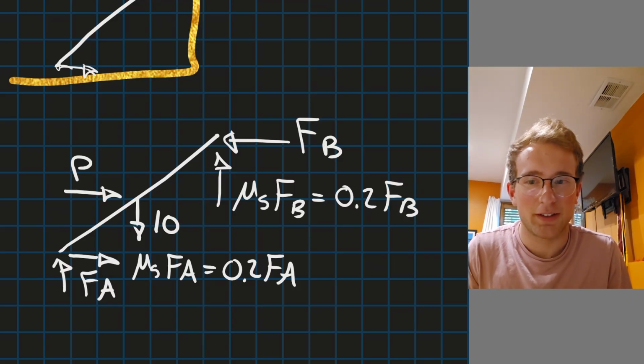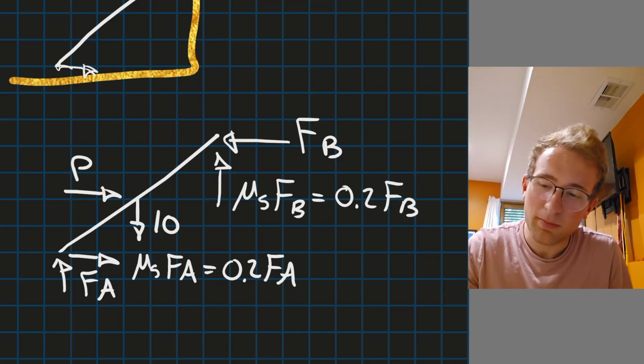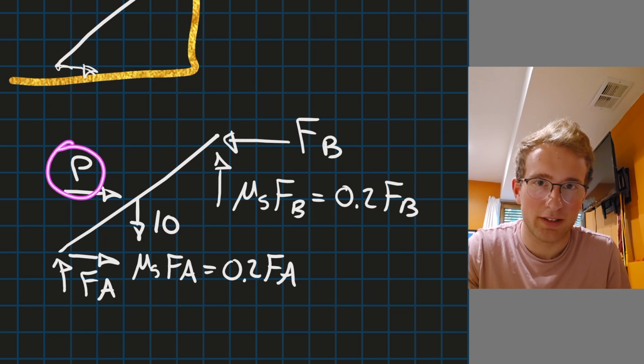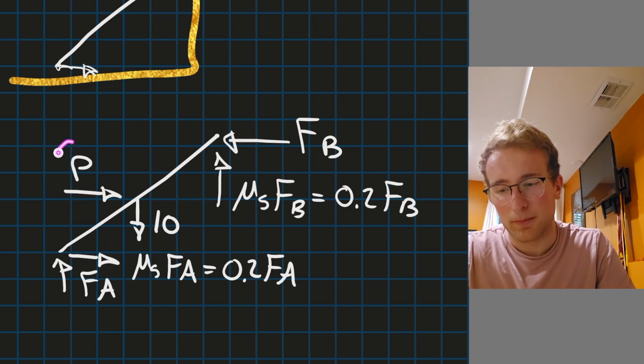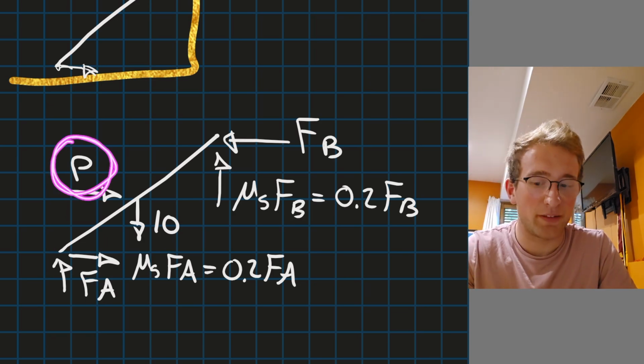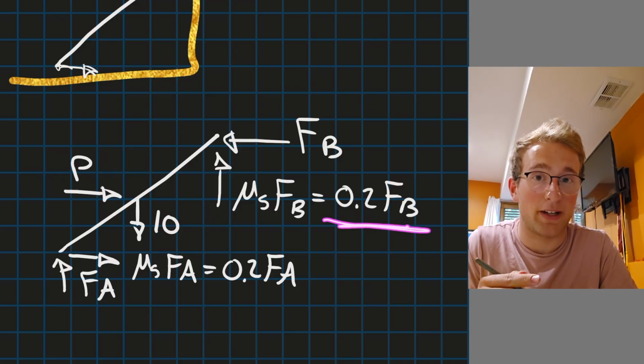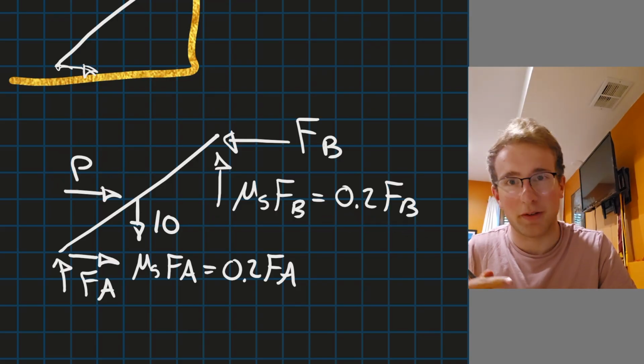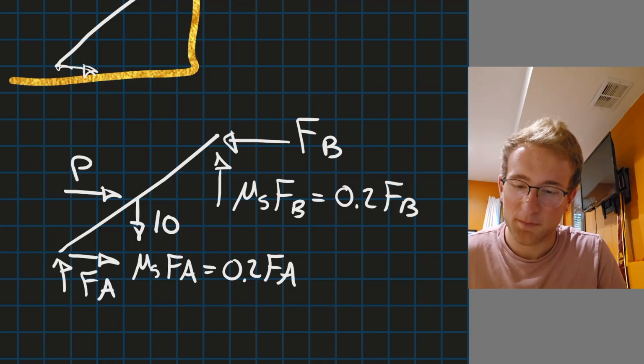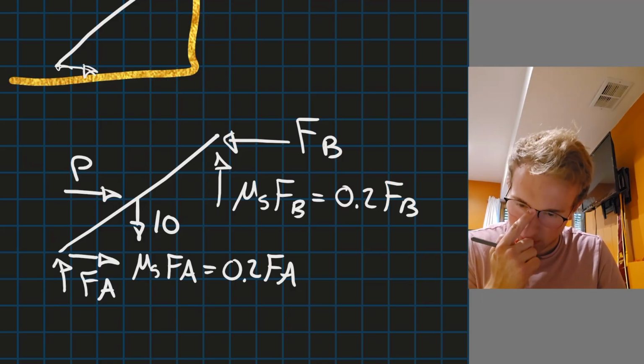Okay? So we're finding how low P can get, right? But the lowest P can get corresponds to when the frictional force is at its maximum, because as P gets lower, the friction increases. All right?